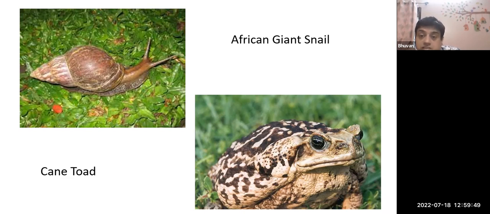If birds or any snake consume this cane toad, what happens is, this species is poisonous, because on its back it has many poisonous glands, and it secretes poisonous secretions. So once any predator consumes this cane toad, the predator dies.